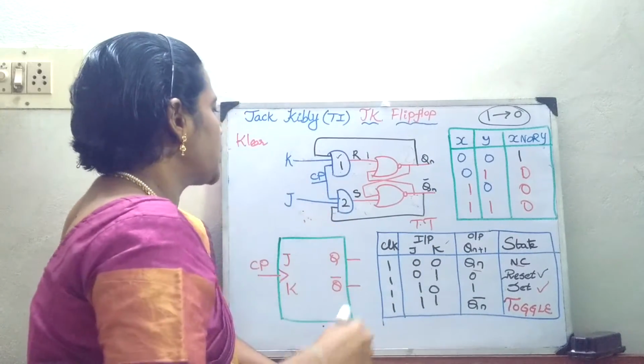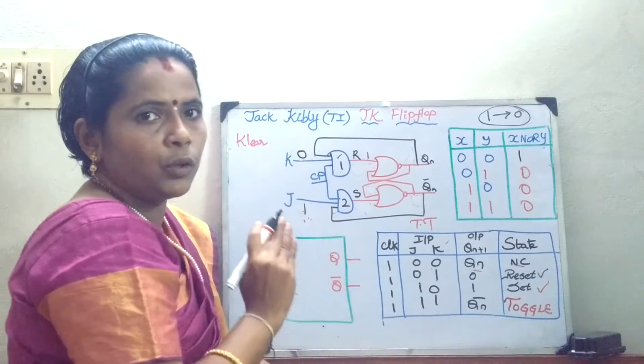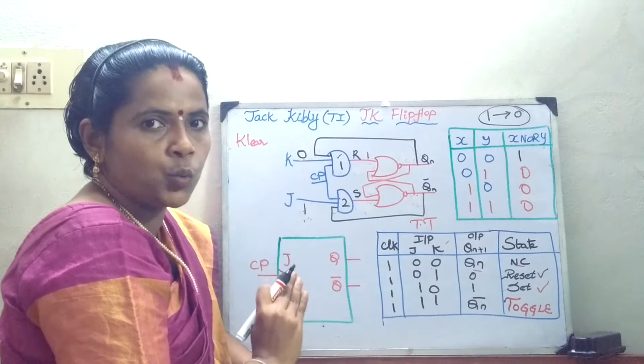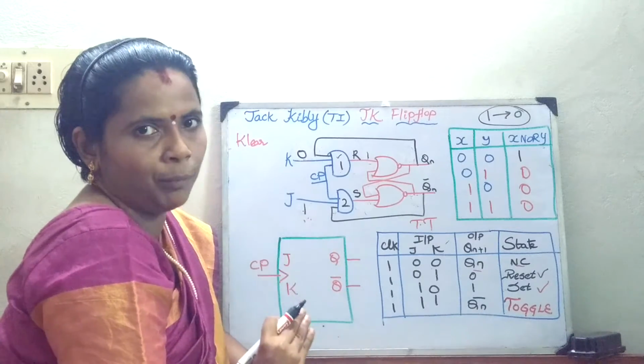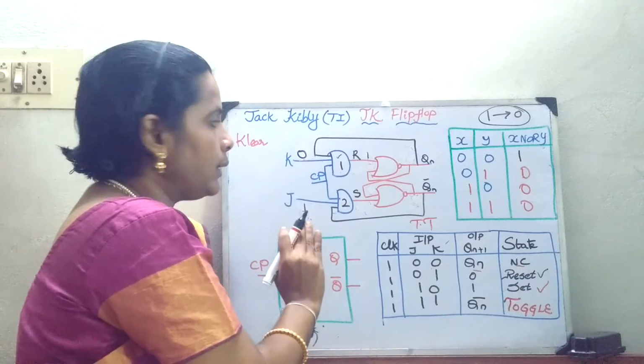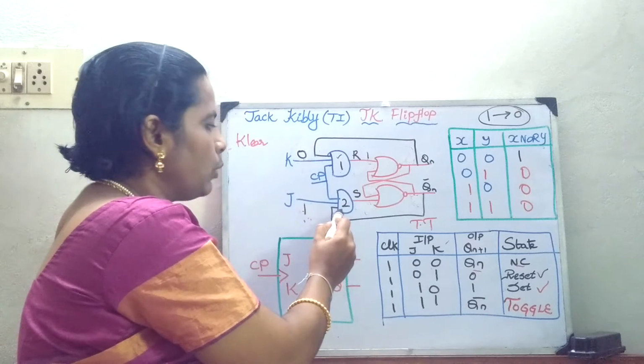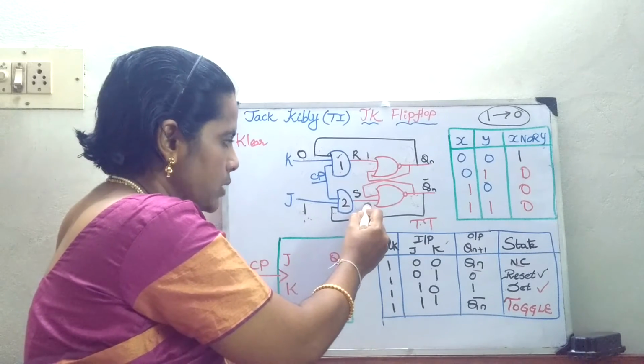So, in the set condition, what will happen? J is 1 and K is 0, and we know generally when J is 1, that is set is 1, it is going to set my flip-flop, right? So, J is 1 and K is 0. So, what will be the case? Now, this gate will be disabled, only this gate will be enabled. So, this 1 will be passed on to here.